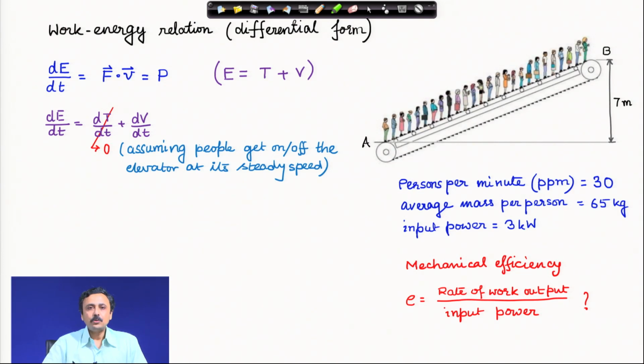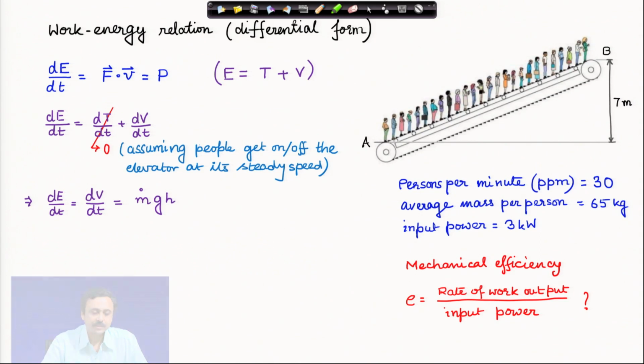Therefore, you assume in this problem that the rate of change of kinetic energy is 0. People are getting on and off the escalator at the running speed of the escalator. The escalator does not have to accelerate or decelerate a person. In that case, the rate of change of total mechanical energy is nothing but the rate of change of potential energy of the system. Now, the potential energy is nothing but mgh.